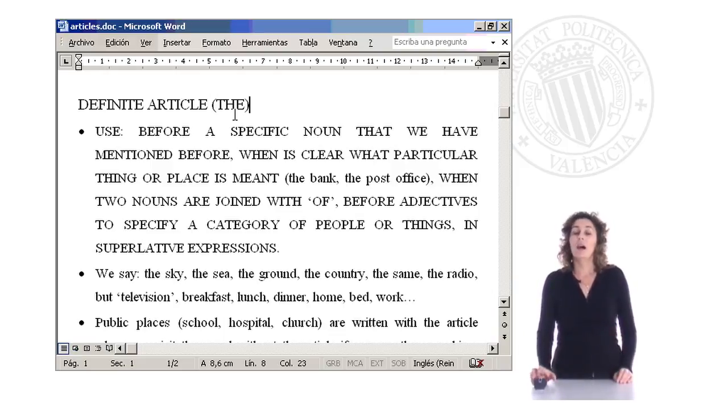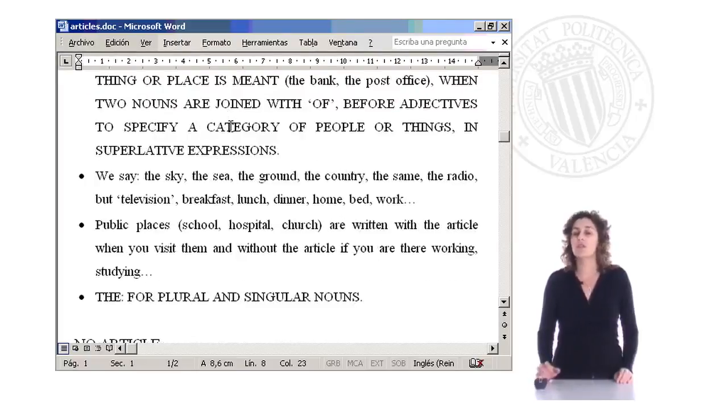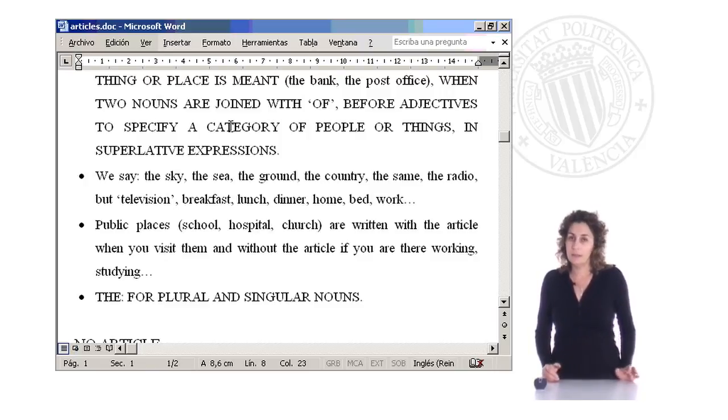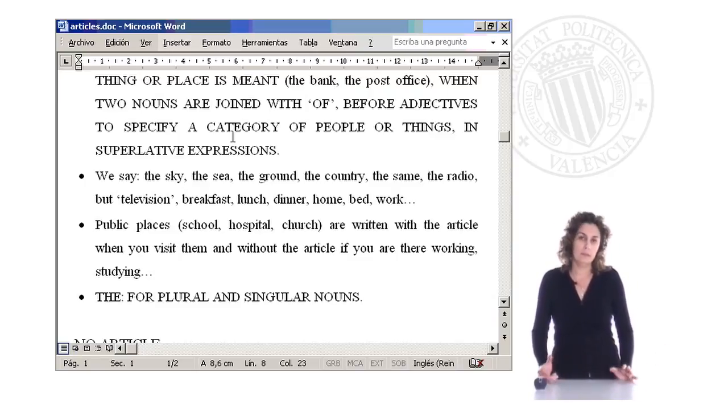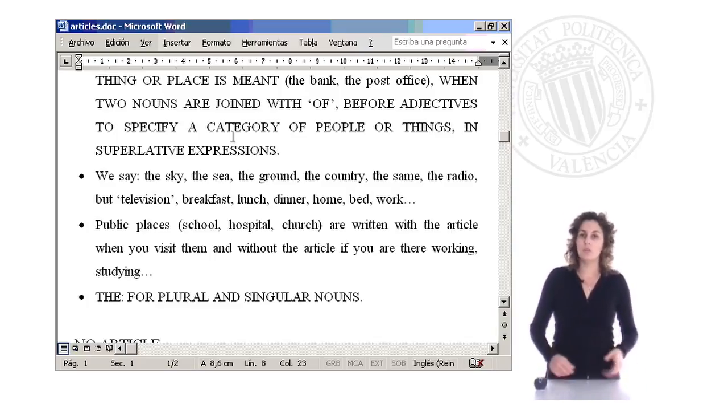Then the article the. Also, there are some expressions or some nouns which are preceded by the, and I consider that it's interesting that you know them, because we have to say these nouns with the article the. For example, we say the sky because it's only one, it's definite. The sea, because it's also one. The ground. The country, but not talking about a country, as in, for example, Spain is a country. No, I'm going to the country with the trees, I have a house in the country, etc. Outdoor. Also, we have to say the same. We also say the radio. Listen to the radio, right?